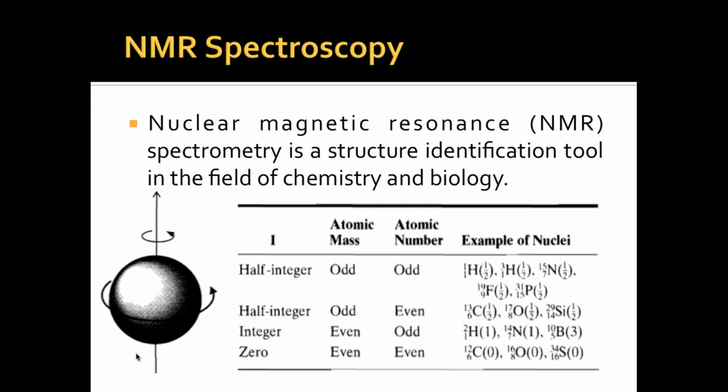We don't have to use so many equations to derive which atom will give us the resonance signal. If you see the table on this slide, you can see that if the atomic mass and the atomic number are both odd, the examples of nuclei are the proton 1H or tritium 3H, the hydrogen isotopes, fluorine isotope 19F, and phosphorus isotope 31P. All of those have half-integer spin.